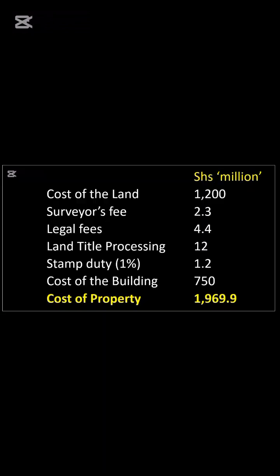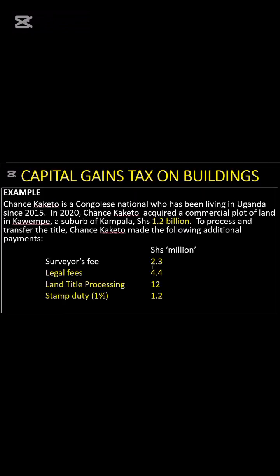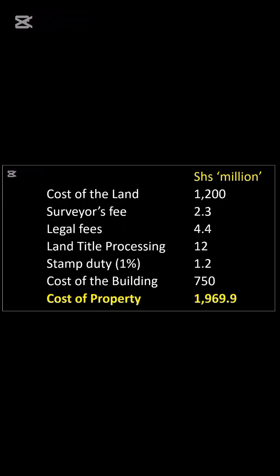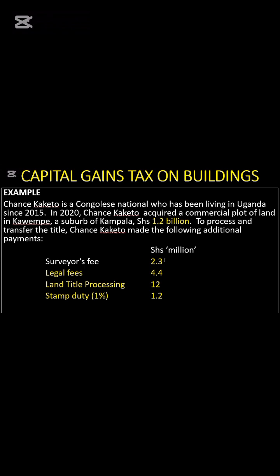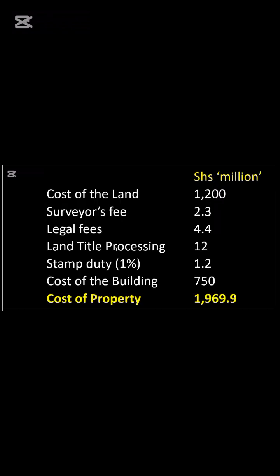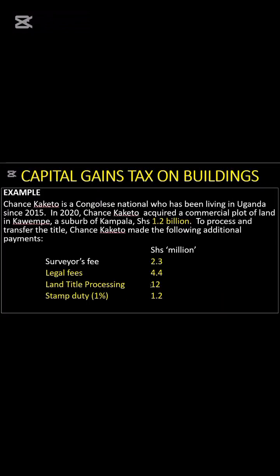Then, on top of that, he incurred a surveyor's fee of 2.3 million. Here. Then if you take this side, legal fees. He paid lawyers 4.4 million. Then he paid money for land title processing, 12 million. This figure here.